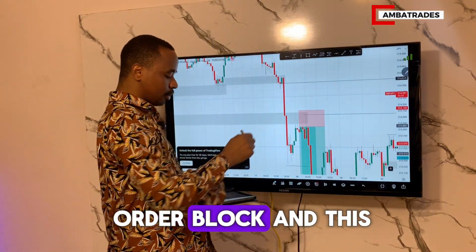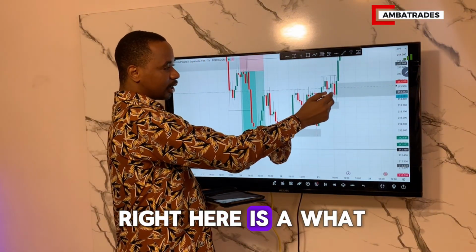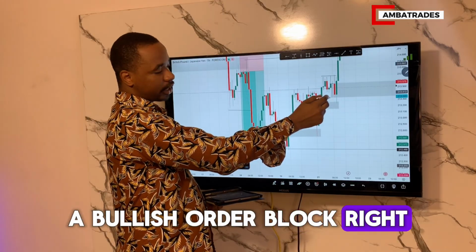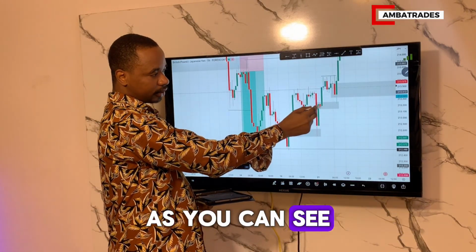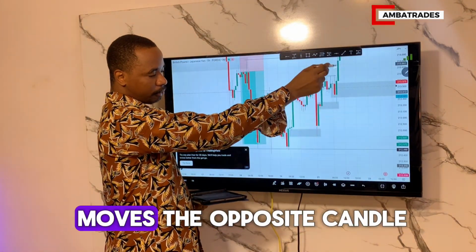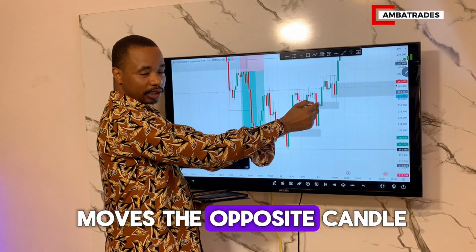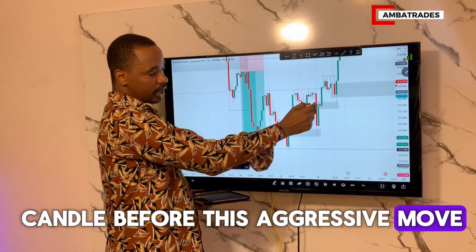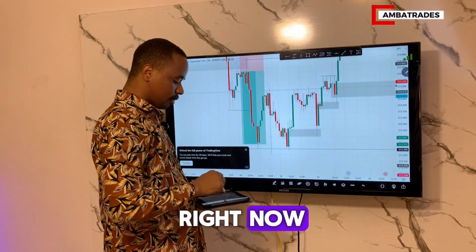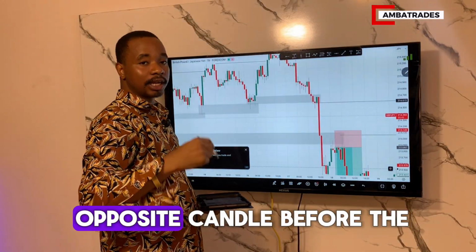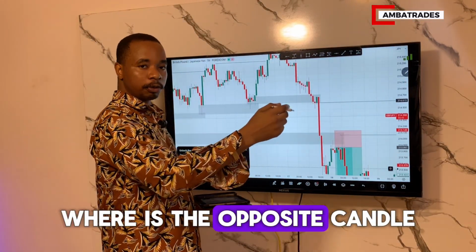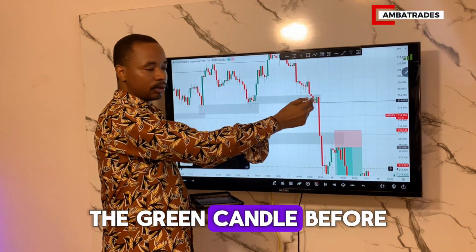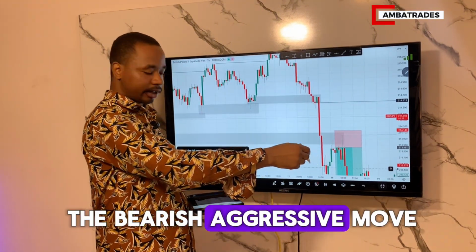This is a bearish order block, and this right here is a what? A bullish order block. This is also an order block. As you can see, the market came down, tapped on it, and moved. The opposite candle before the aggressive move. Where is the opposite candle before this aggressive move? It is the red candle, right? Now, come back here. The opposite candle before the aggressive move. Where is the opposite candle? The green candle before the bearish aggressive move.